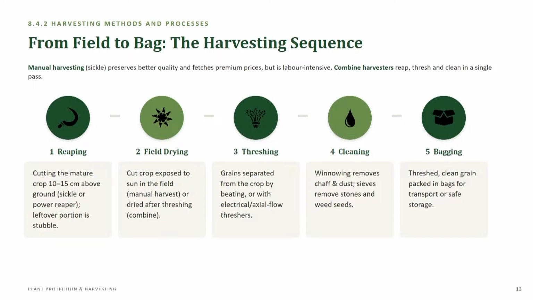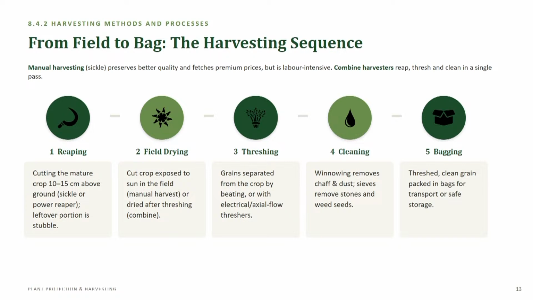Next comes field drying. Here the crops which are cut are exposed to the sun or various types of artificial dryers to bring down their moisture content. Third is threshing. Here the grains are separated from the crop by beating, or it may be done by an electrical or aerial flow thresher.